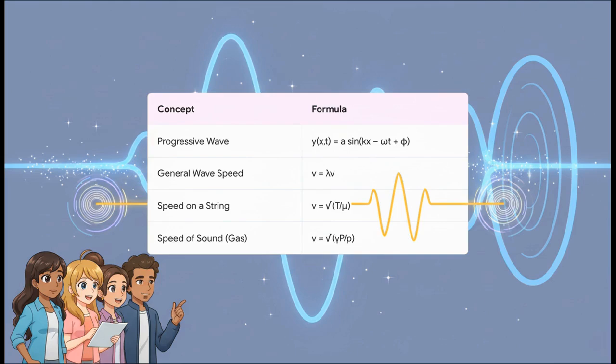Then we have the specific formula for the speed on a string, which depends on tension T and linear mass density mu. And finally, the speed of sound in a gas, depending on the adiabatic index gamma, pressure P, and density rho. If you can master these, you'll have the mathematical tools to solve most problems on waves.